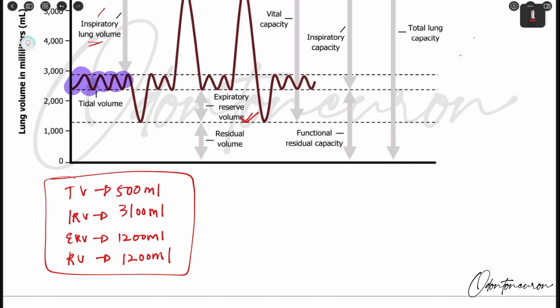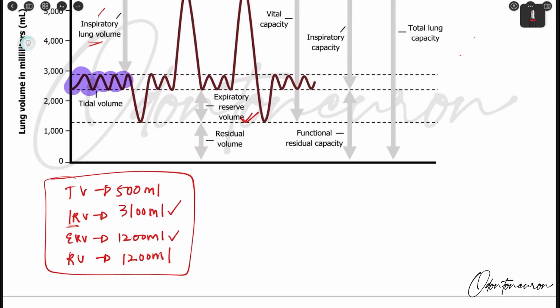Okay, clear. What is the inspiratory reserve volume? Above the restful level when you inspire, that is known as inspiratory reserve volume. That is 3100. What is expiratory reserve volume? Expiratory reserve volume is above the normal expiration, when you expire forcefully. That is known as your expiratory reserve volume. It's around 1100, 1200. Just remember that much.